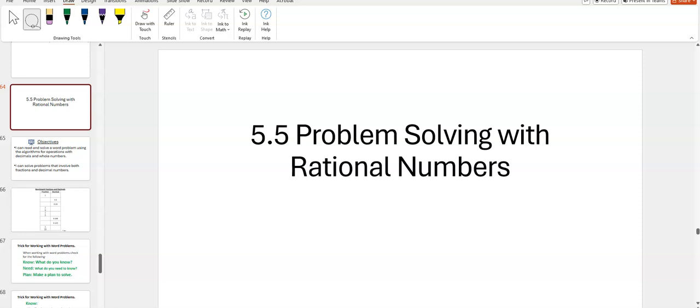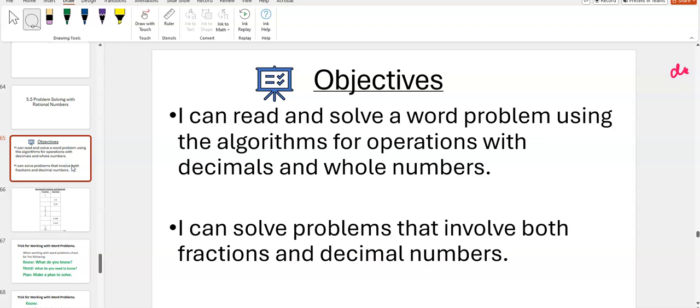Critical math. Here we are, the last lesson of module 5. We did it, guys. We're going to do some problem solving and some word problems with decimals. Our objectives in this lesson are to read and solve a word problem using the algorithms for operations with decimals and whole numbers, and solve problems that involve both fractions and decimal numbers.